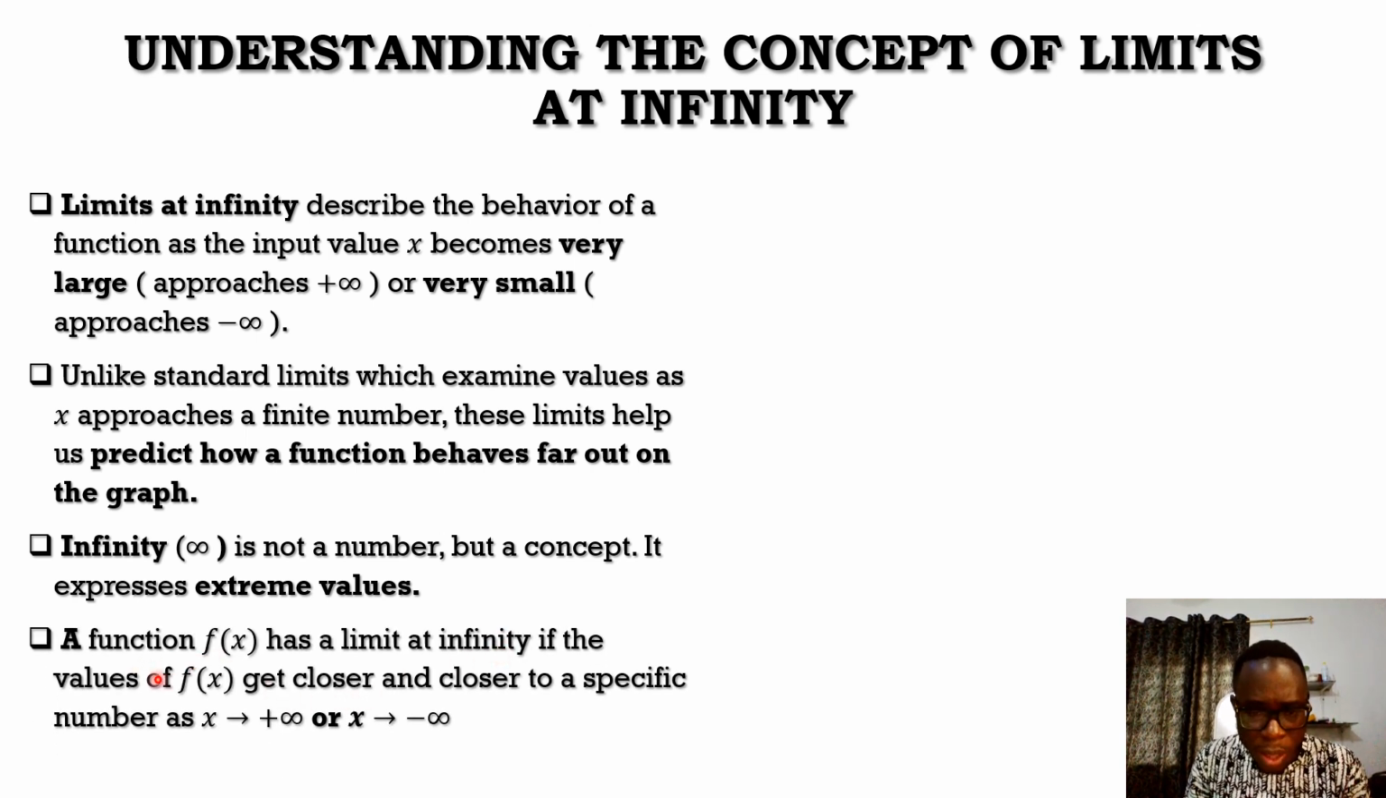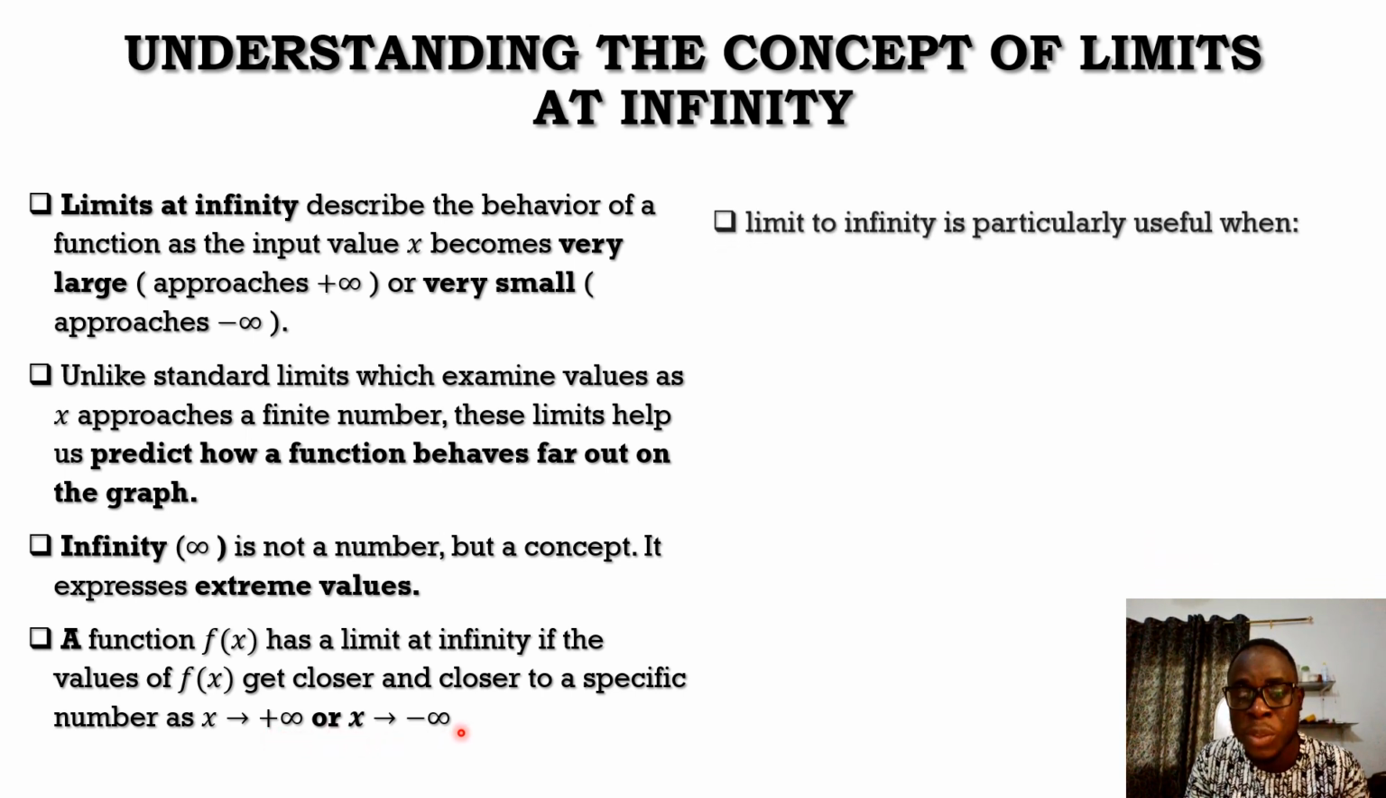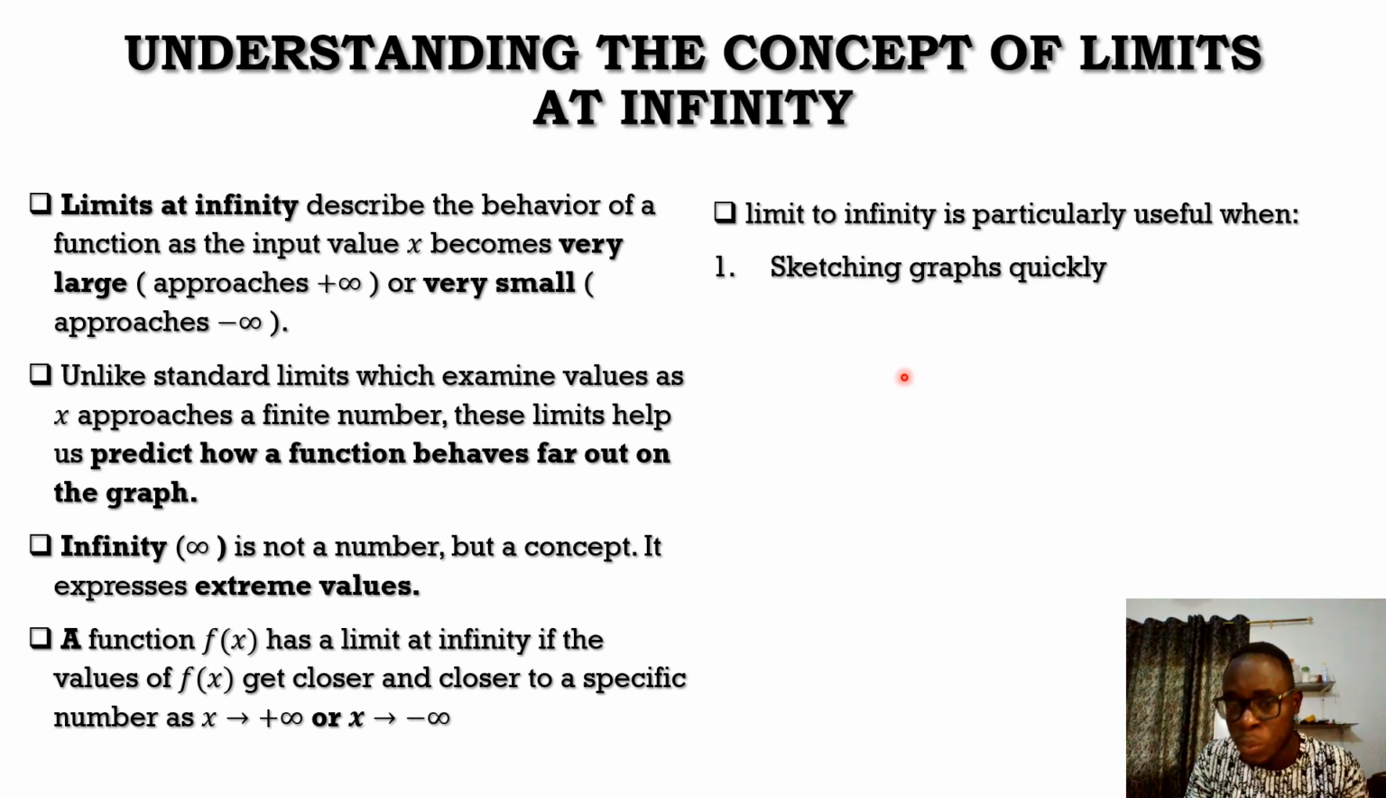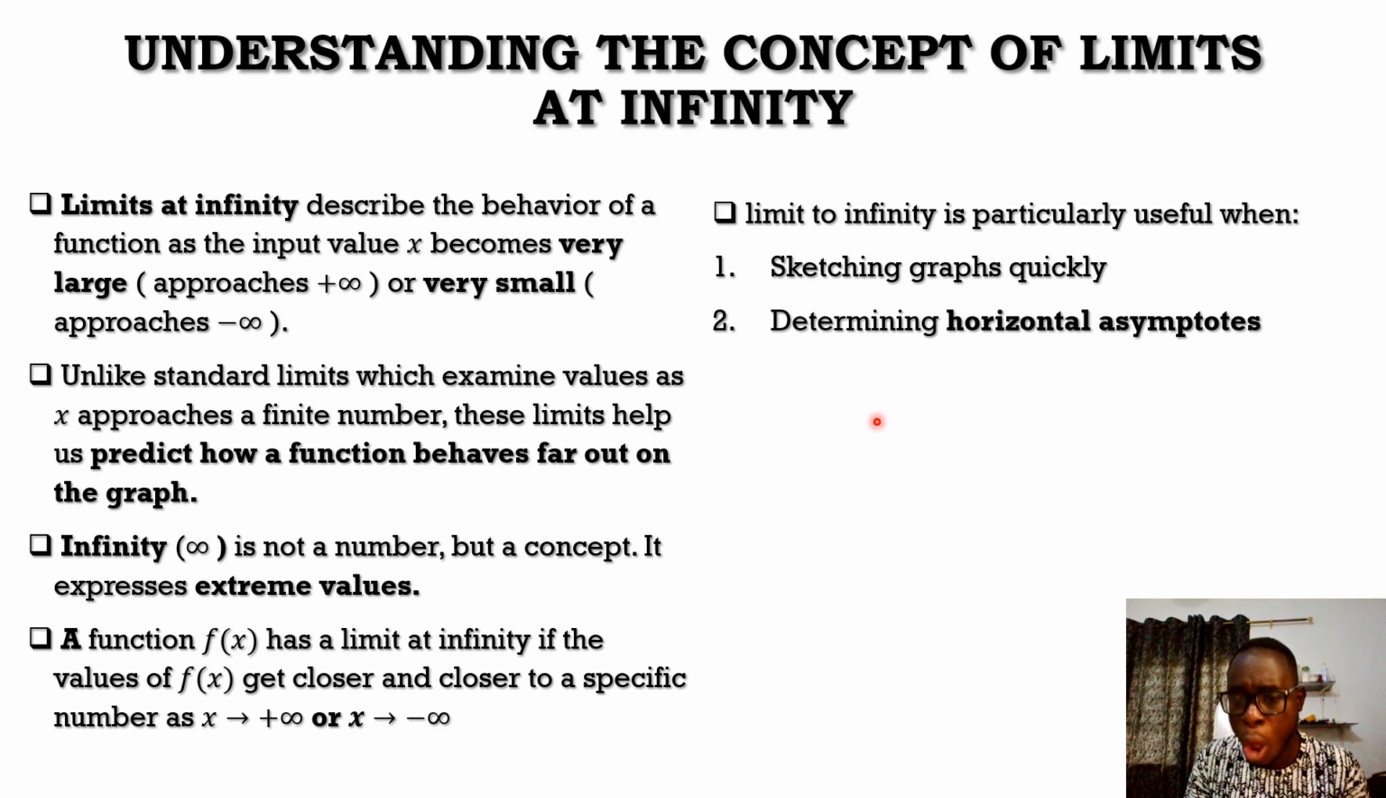So here, a function f of x has a limit at infinity if the values of f of x get closer and closer to a specific number as x approaches positive infinity or x approaches negative infinity. So limit to infinity is particularly useful when, one, we are sketching a graph quickly. Then number two, when determining horizontal asymptotes. So if you want to determine horizontal asymptotes, limit to infinity is very useful.